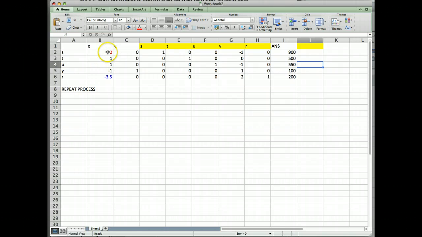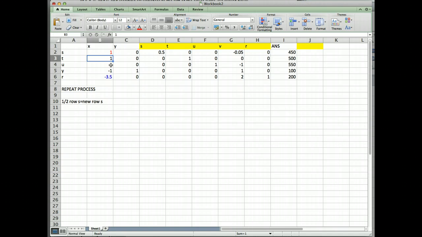Now I want the pivot row to be a 1. So we have a 2. Well, just like we did in linear algebra with the matrix, we can multiply this row by a half. So 1/2 row S is the new row S: 1, 0, 0.5, 0, 0, negative 0.5, 0, and 450. Now I'm going to go ahead and change this all to zeros underneath.